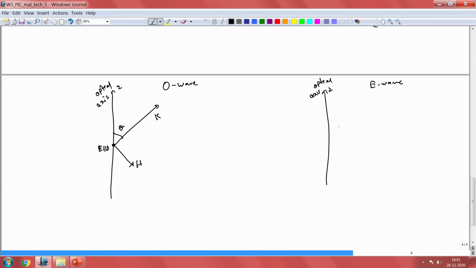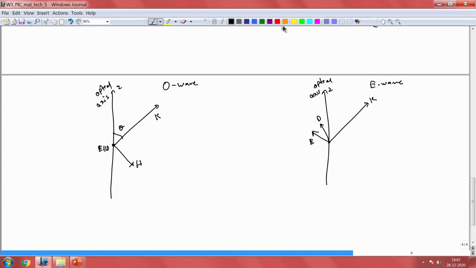But then if you look at the extraordinary wave, the direction of propagation is all fine, this is again the same, but then the electric field is in this way, and you can see D is not parallel. So, it has a certain angle to it. Okay. So, extraordinary waves have a vector D that is normal to K.